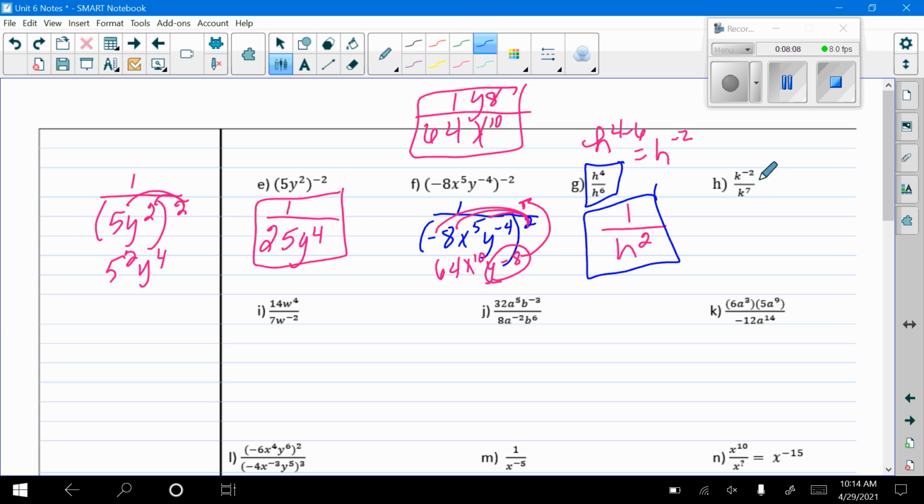This next one, I would actually move this to the bottom and say it's k squared on the bottom. A 1 is my placeholder. So I get 1 over k to the 9th. We have 14 over 7. That reduces to 2. Where do I have more w's? Oh, this w has to move up, so it's w squared. So now I have 2w, 4 and 2 is 6.